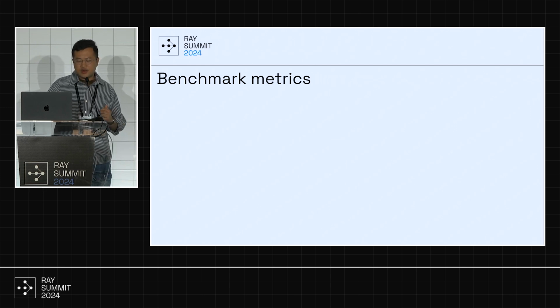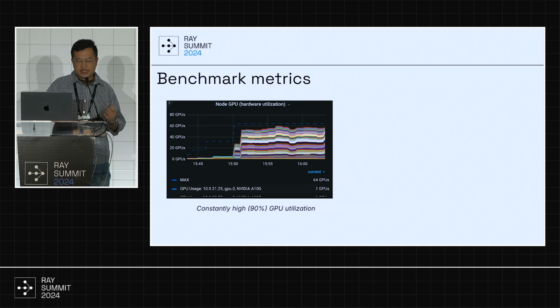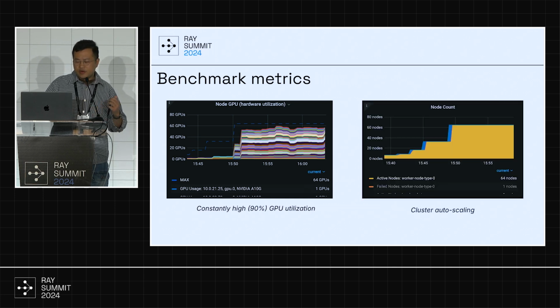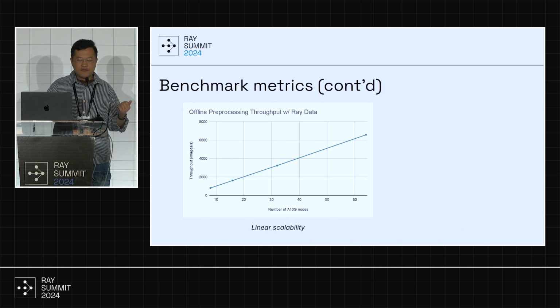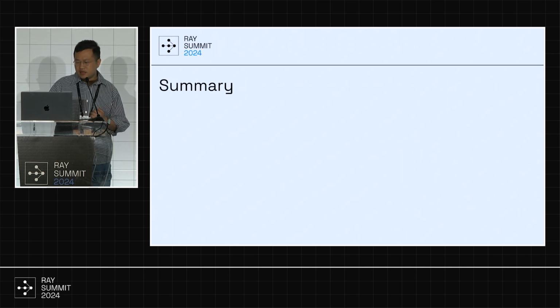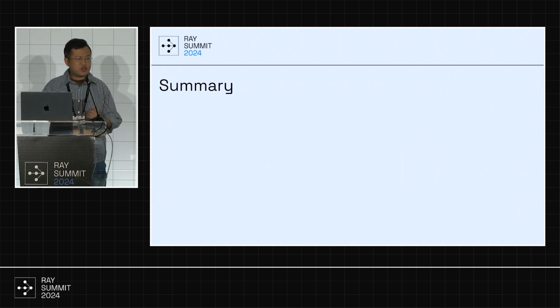Okay, lastly, let's take a look at some key metrics of this benchmark. So first of all, we can see that this job can fully utilize the GPU resources across the entire cluster. And also, the cluster can scale up pretty quickly within a few minutes when the job starts. Last but not least, the throughput of the job can scale up linearly with the number of GPU nodes in the cluster.